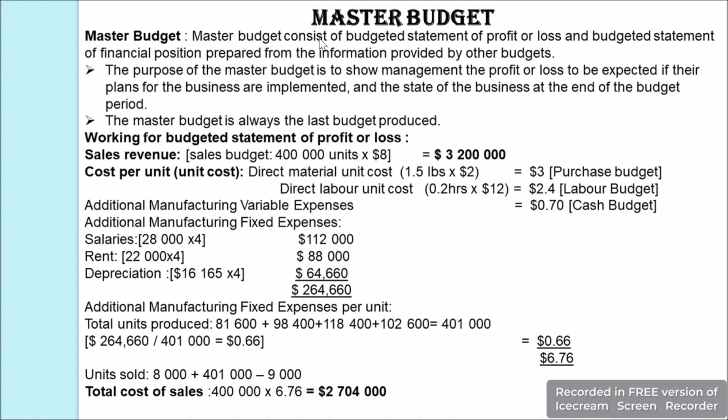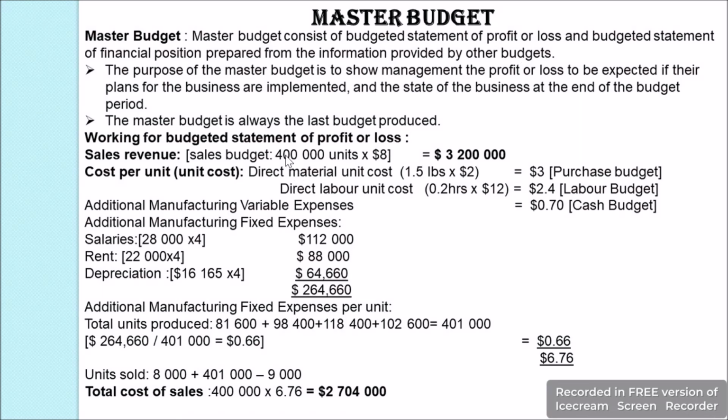Now let's understand about the master budget. Master budget consists of the budgeted statement of profit or loss as well as the budgeted statement of financial position, which is prepared from the information provided by all the other budgets. The purpose of the master budget is to show the management whether we make profit or loss if the expected plan is implemented. And this is a budget which is prepared lastly because we make the master budget from the information which is provided by all the other budgets.